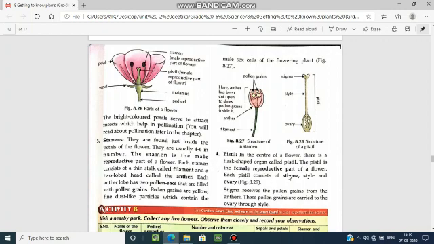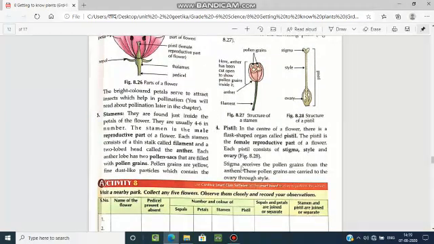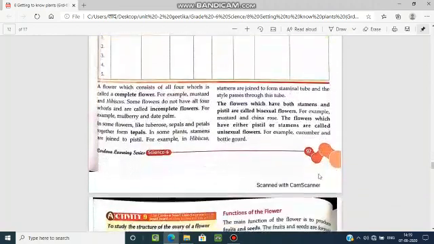Each pistil consists of stigma, style, and ovary. These are the three parts a pistil has. Stigma receives the pollen grains from the anthers. These pollen grains are carried to the ovary through style.